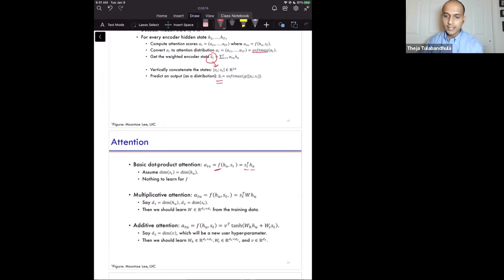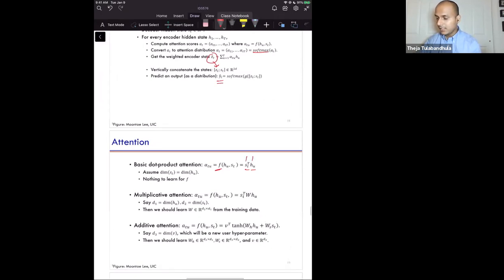For example, it could be just an inner product between, if they happen to be of the same dimension, just an inner product between. So this is a design choice. Different people have experimented with different choices of how the decoder's hidden output should interact with the encoder's hidden output. So this doesn't have parameters. This multiplicative attention function here has a parameter W that also has to be learned.